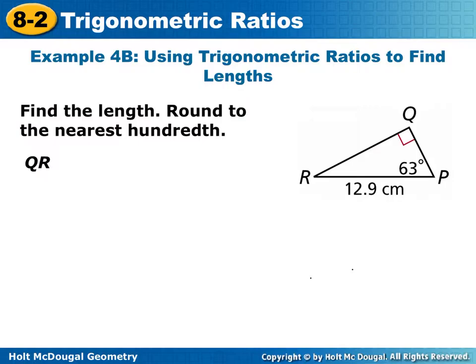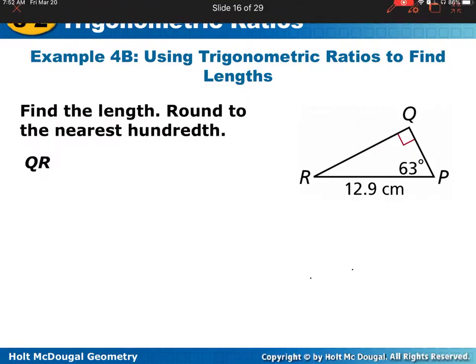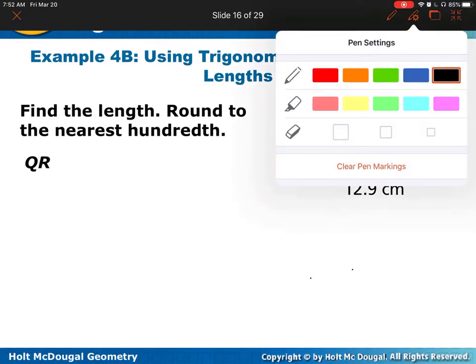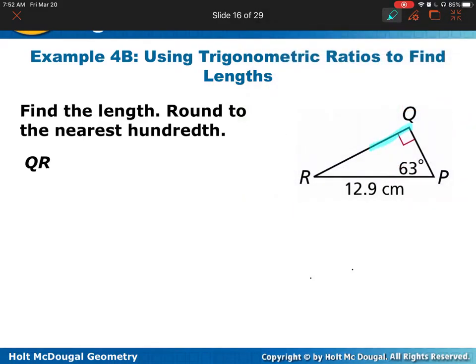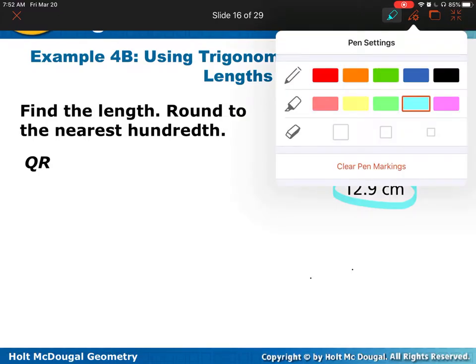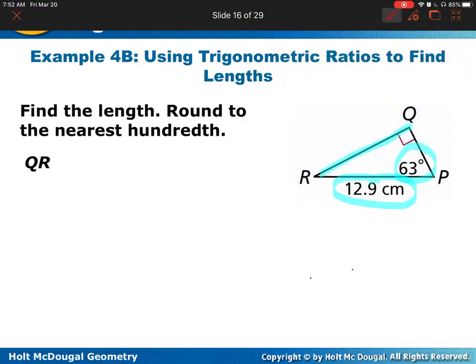Okay, so Q and R, here's another one. So we're trying to find QR here. This one, we have our 63 degrees and we've got our hypotenuse here. So I've got my hypotenuse, and I've got the 63 degrees. I'm trying to find QR.